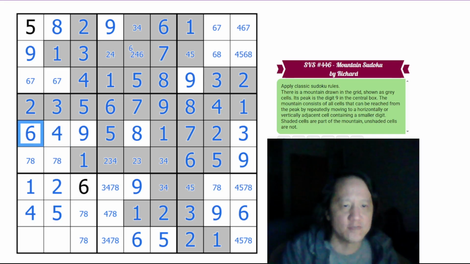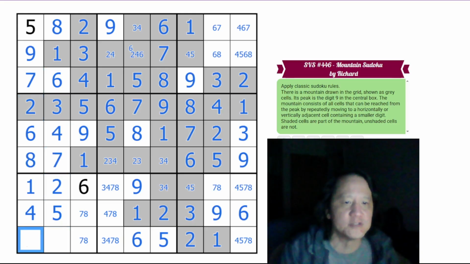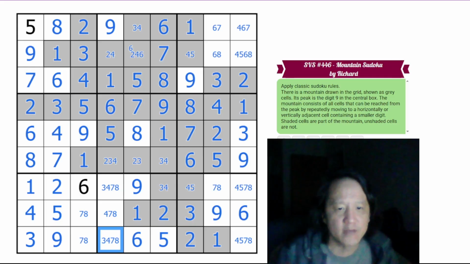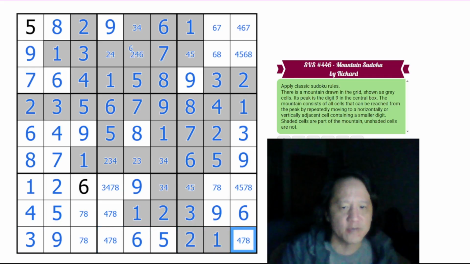This is 6, that's 4. 6 eliminates 6 here, so it's 7 and 6. 7 eliminates 7 here, so it's 8 and 7. That leaves this digit as a 3 and this digit as a 9. So we have 3 in the corner. We can't have a 3 here anymore. This can't be 5.